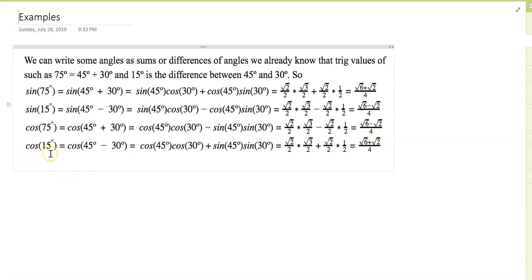Finally, the cosine of 15 degrees will be equal to the cosine of 45 degrees minus 30 degrees, because 45 minus 30 gives us 15.